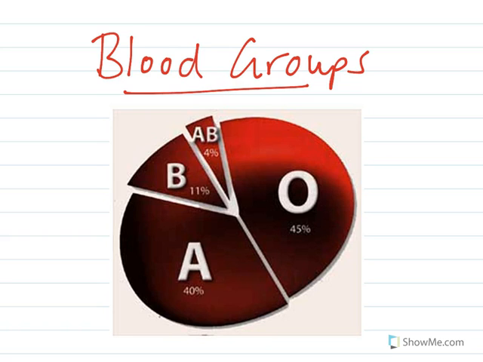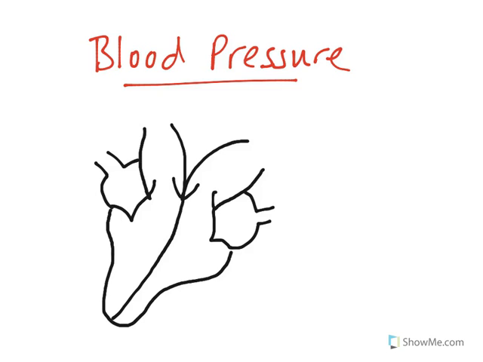Everyone in the world is one of 4 blood groups. O and A are the commonest, followed by B, and the rarest blood group is group AB. We move on to blood pressure.